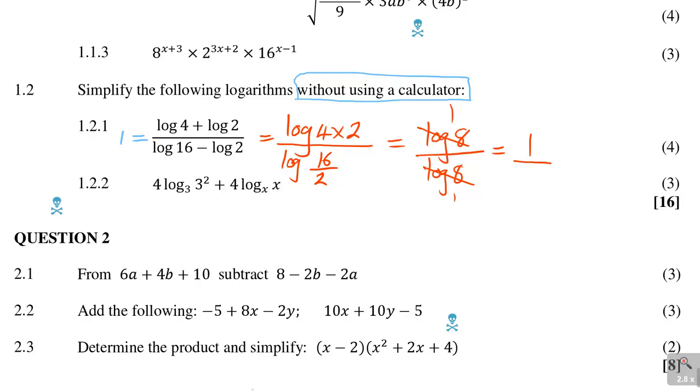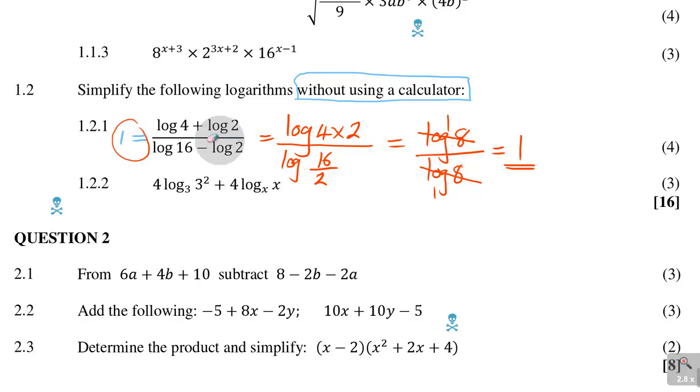Now don't do what students usually do. When they're cancelling, they cancel the log and cancel the log, they cancel the 8 and cancel the 8. Please, the log is not separate from 8 because it does not exist. The log goes together with 8. So whenever you're cancelling, it's one thing. So log 8 over log 8 is 1. That is the same answer which the calculator got, so we're good to go.